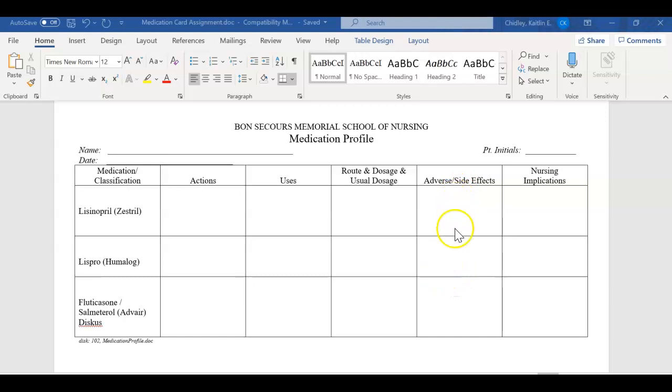Anyone can have an anaphylactic reaction to any medication. So what we're looking for here are things that are unique to these medications, something that we really want to look out for with these types of medications. And then nursing implications. This is often patient teaching or things that we need to look at as nurses. So let's look and see what this looks like in the drug book.